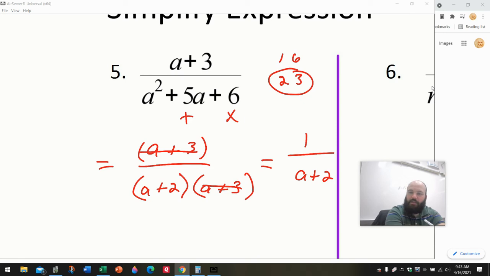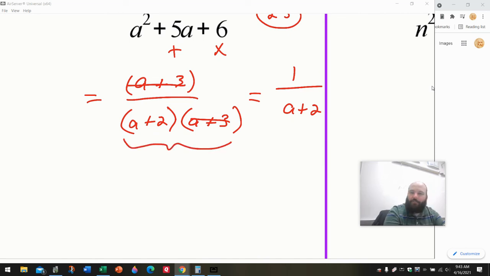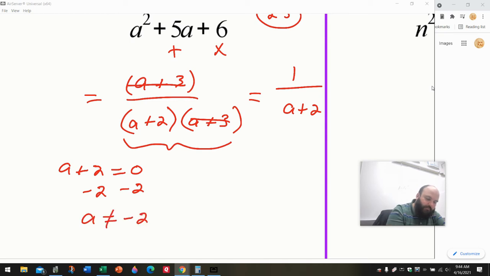Based on writing what a is not allowed to be, you need to look at the unsimplified version. So we need to look at these two factors before you cross them out and set each of those equal to 0 to solve. In this first one, when I subtract 2 from both sides, I end up with a cannot be negative 2.